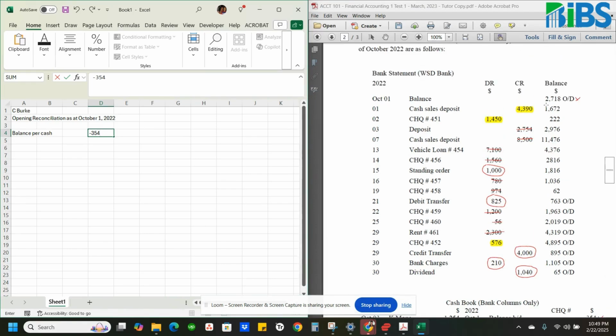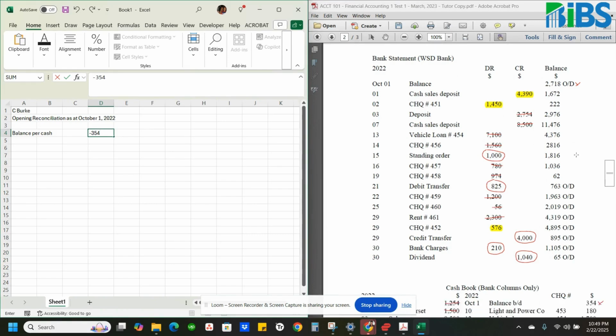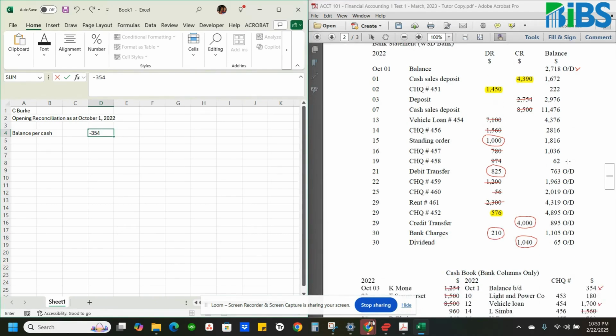And remember that we're supposed to come back to a bigger overdraft once this reconciliation comes out correct. So we're supposed to come back to this 2718. So let's see what happens. So let's add our unpresented checks. I always write what I am doing. So I'm adding unpresented checks.